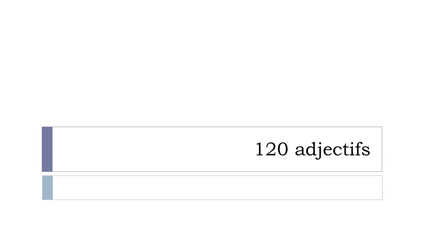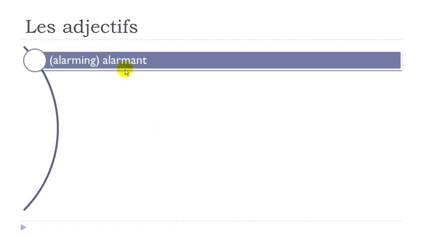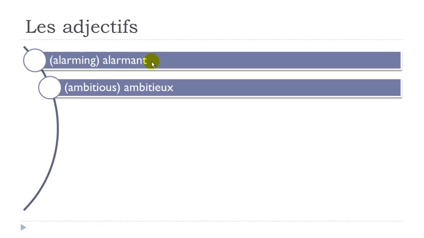So this would be a list of 120 adjectifs, okay, and it will complete the whole adjective series that I wanted to introduce at this point of our learning process. Okay, so let's start now. Alarmant, final T not pronounced. Ambitieux, final X not pronounced, and then remember that you get this T, I, and then vowel, so si. Ambitieux, ambitieux.